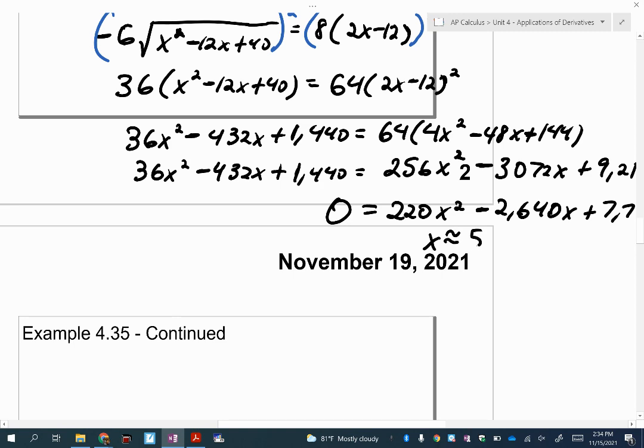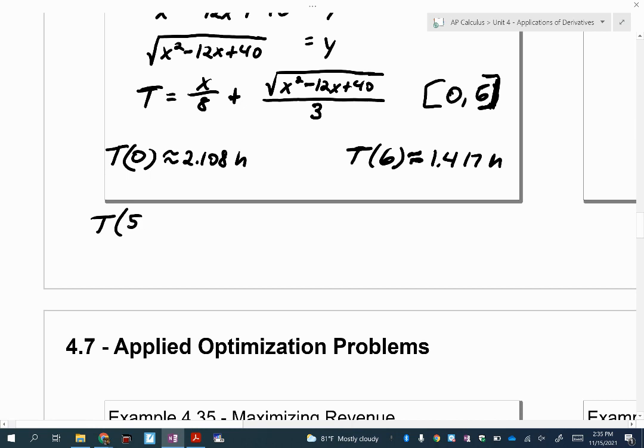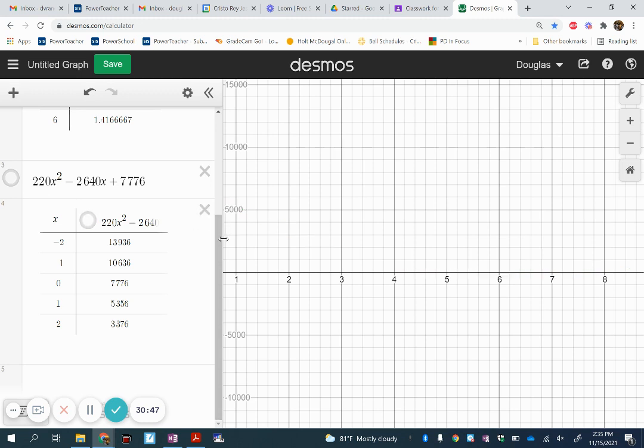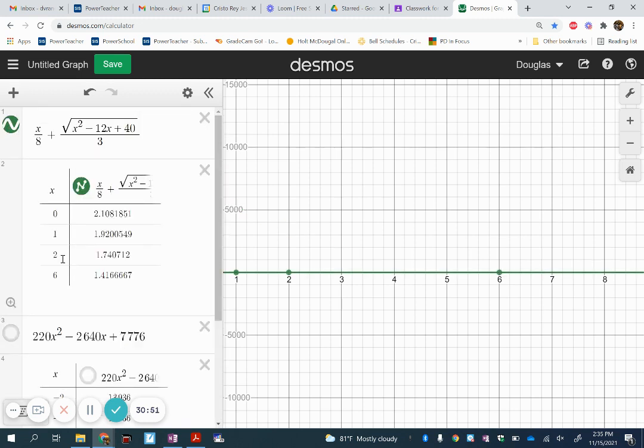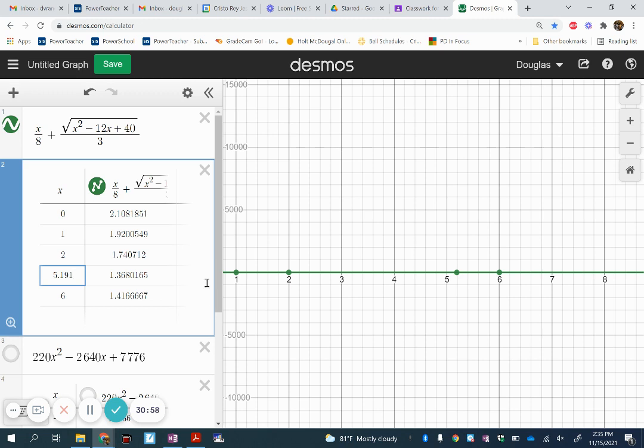So x is approximately 5.191. All right. And if I evaluate this time, I'll come back over here and do 5.191. Now I can go to my other function that I typed in and see what that time would take. So that means if this is what I end up doing, then the visitor would be running 5.191 miles out of those 6. So let's go to Desmos. Let's put this away. Let's bring this back. Let's do another one here. So 5.191, which is 1.368.